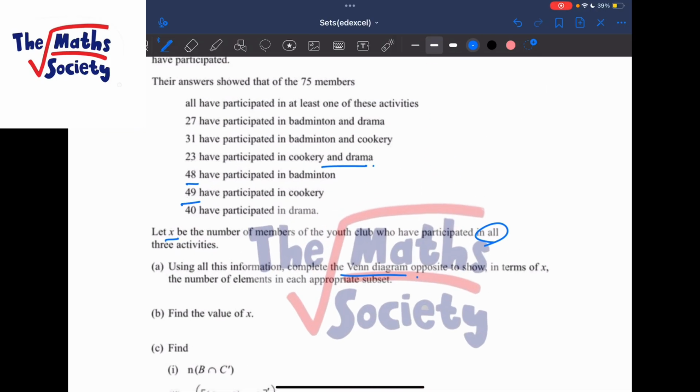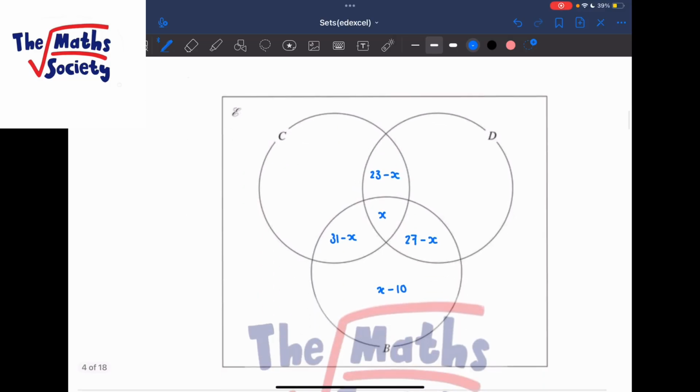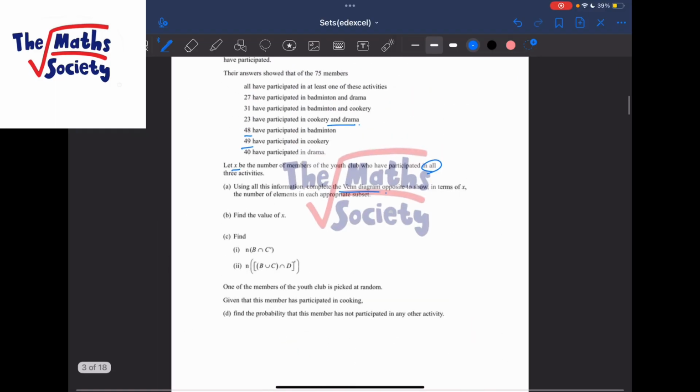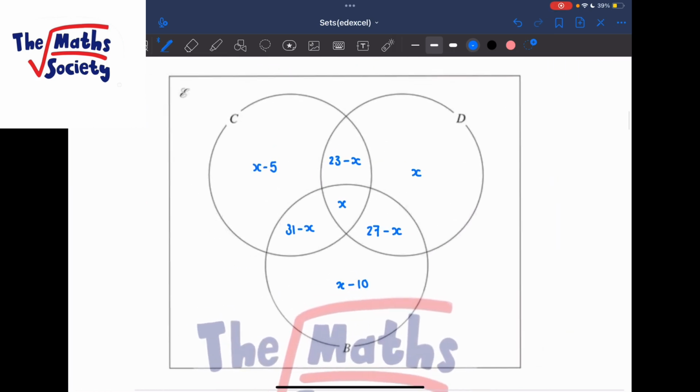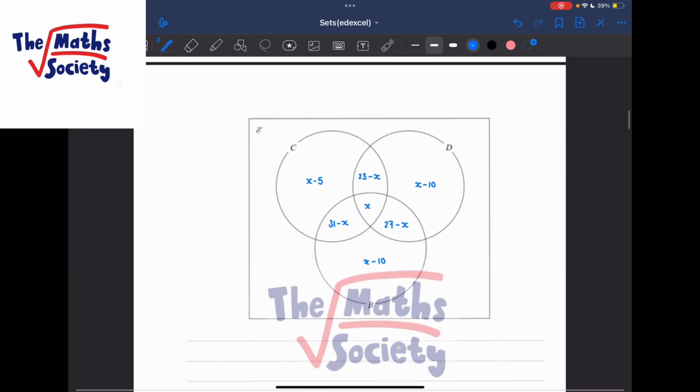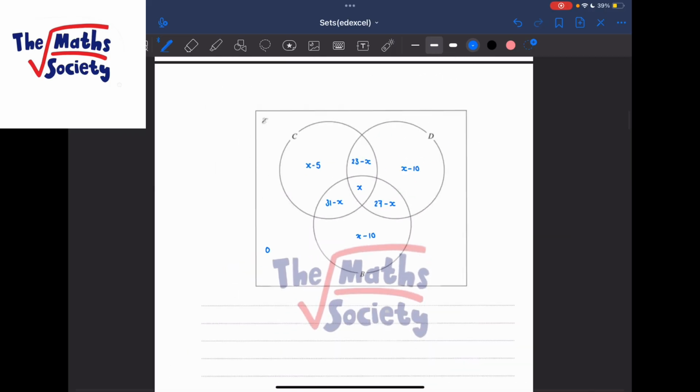49 have participated in cookery. So it's just going to end up as X minus 5. And then the last one, which is just going to be 40 have participated in drama. If you just do the calculation with X minus 10, and we know that there's no one that is not doing any yet, so you can just leave it as 0.